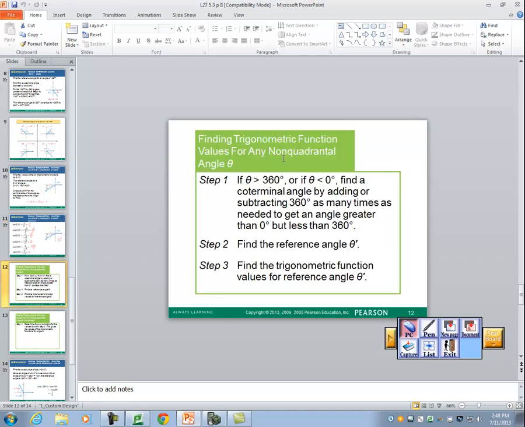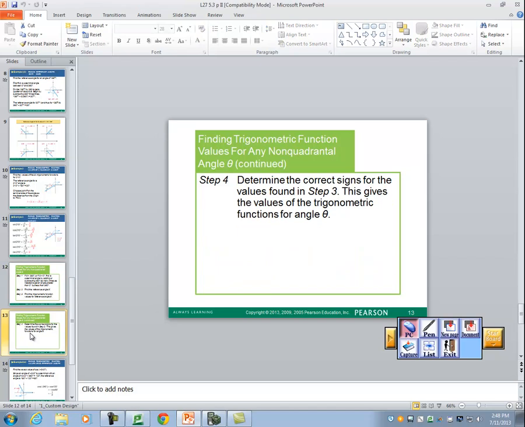Okay. Finding the trigonometric function values for any non-quadrantal angle. If theta is greater than 360, or if theta is less than 0, find a coterminal angle. And you're just going to add or subtract however many times you need to get within 360. Find the reference angle, and then find the trig functions from that. Biggest thing is to find the correct signs.